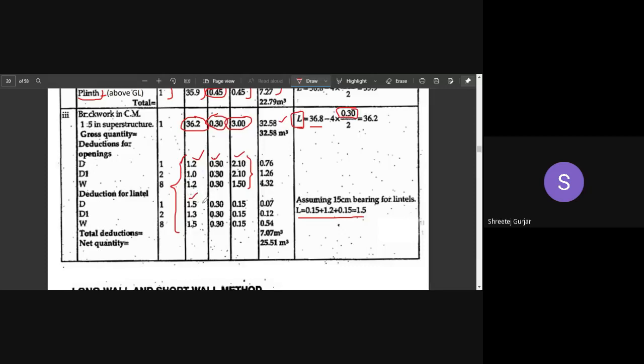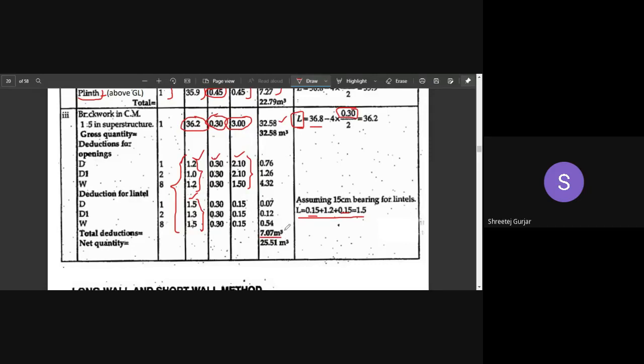What we do is we use the length of your opening plus bearing on both the sides. So this is directly your opening size, but here what you have to do is add 0.5 and 0.5 on both the sides. So you get the bearing. Using your bearing, you get your lengths. So multiplying all of this and adding, you get 7.07 as the total deduction.